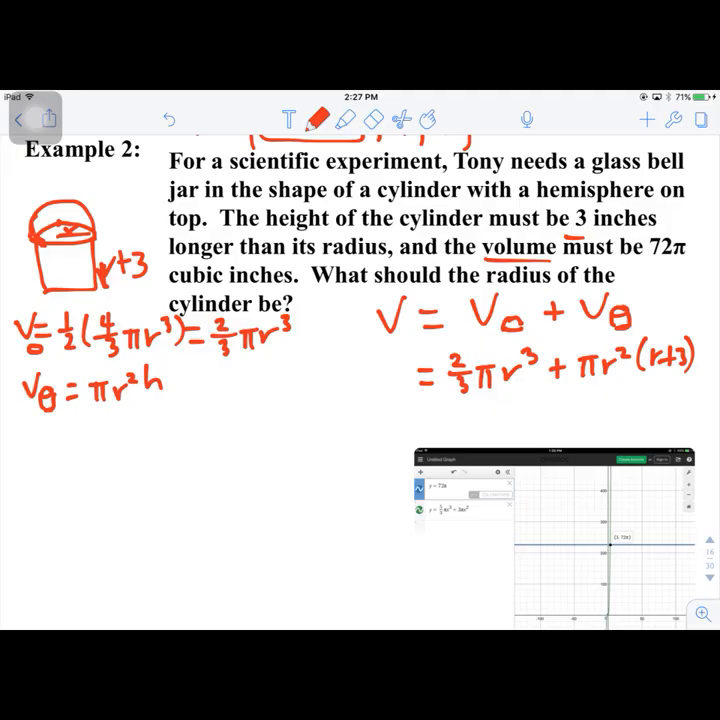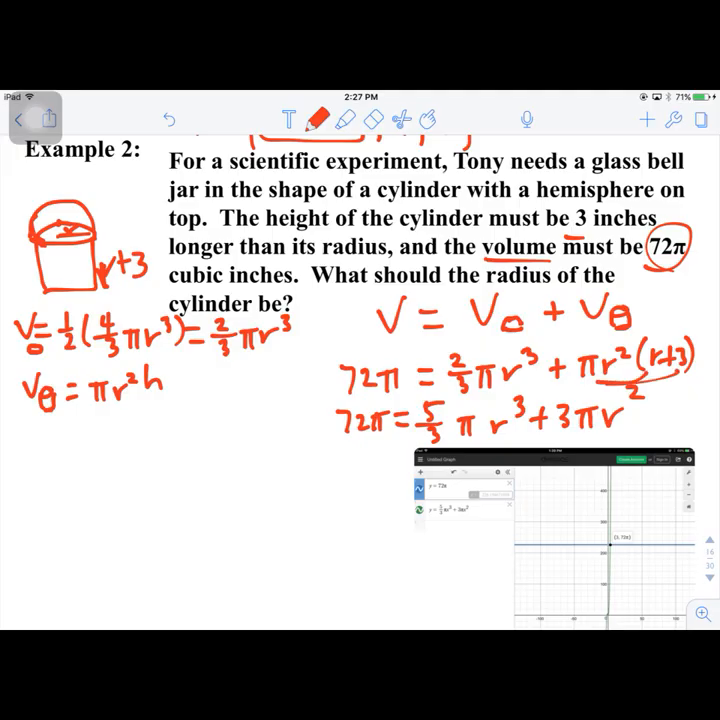Simplifying everything, and actually we are given the volume of the composite figure, which is 72 pi. And simplifying everything, we will have 72 pi equals 5/3 pi r cubed plus 3 pi r squared. And you need to probably do some math to distribute that and combine the like terms.